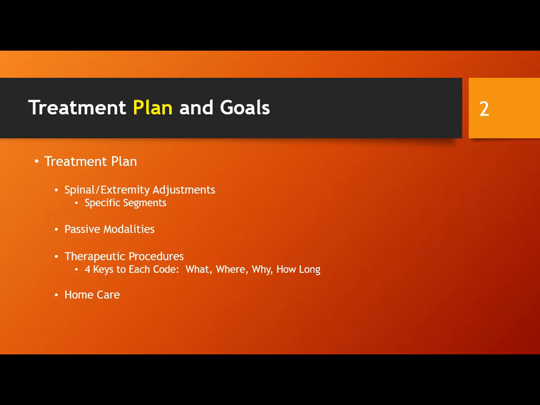Passive modalities, things like electrical stim, ultrasound, and so on, that can be documented. Therapeutic procedures, things like manual therapy, therapeutic exercises, therapeutic activities, things like that. We need to make sure that we document the 4 keys to each code. What was done, to what part of the body or where was it done, for what reasons was it done, and for how long was it done. Also, if you do recommend any home care or send the patient home with anything, you want to make sure you document that also.